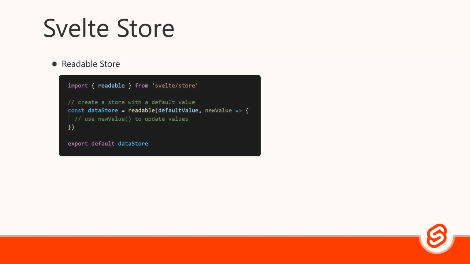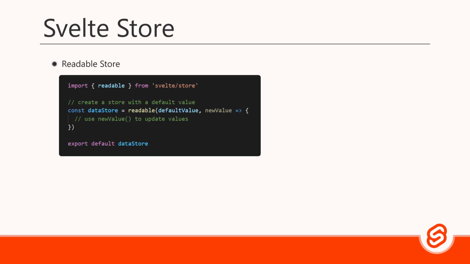Another type of store is the Readable Store. A Readable Store means that any interaction from the user can't set the value. Readable stores are typically used for auto-generated values that should be updated regularly, like a timer or geolocation.